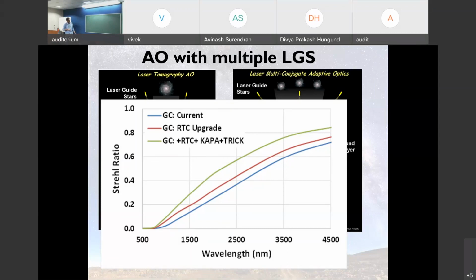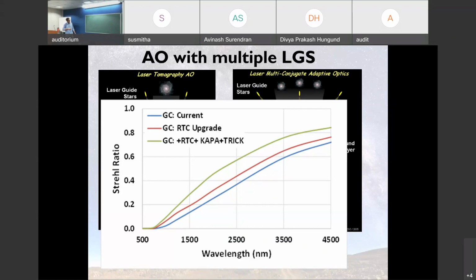And you can see this is the current Strehl ratio as a function of wavelength, a science wavelength. And this is the RTC upgrade, which is currently in the process of happening, where, as I said, it is addressing 2 major things: faster wavefront sensors and a better computer to compute the wavefront sensing to correction faster, in addition to a better camera, which has a better signal to noise ratio for the same magnitude of the guide star. So that will increase the Strehl a little bit.